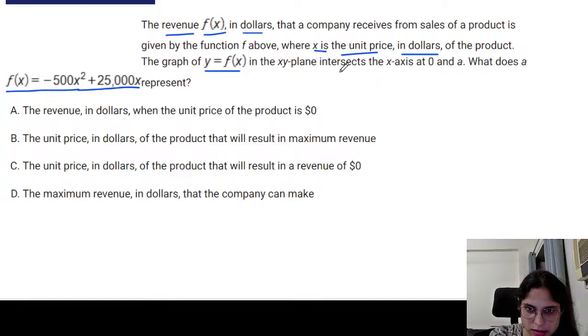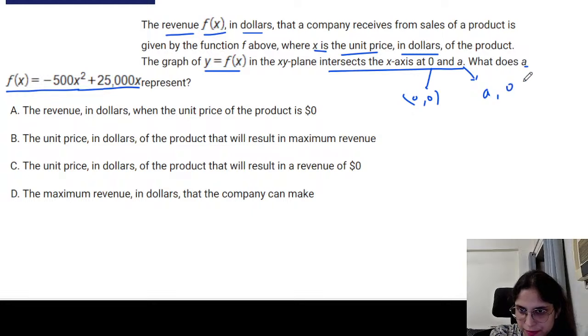Graph intersects the x-axis at 0 and a. What does a represent? Intersects the x-axis at 0, that means one point is (0, 0) and this point is (a, 0). So the x coordinate is unit price, so this is your unit price.